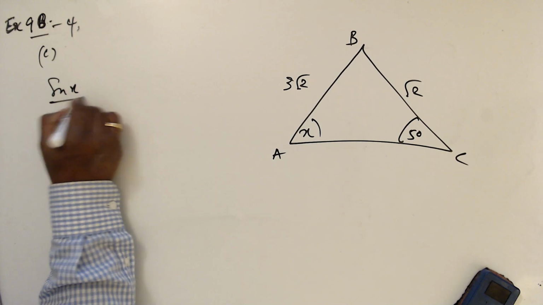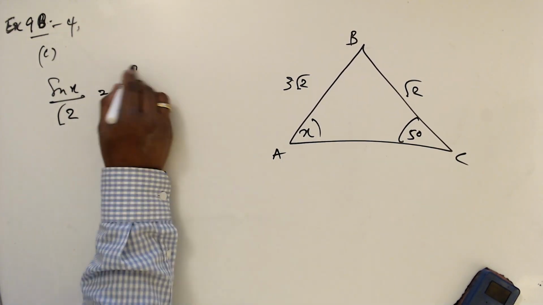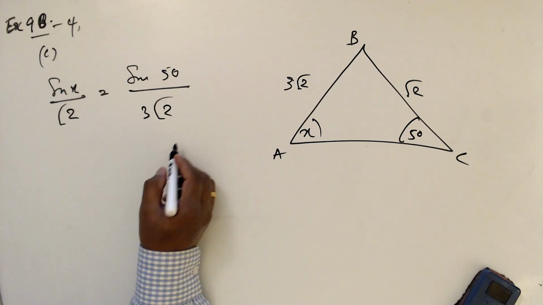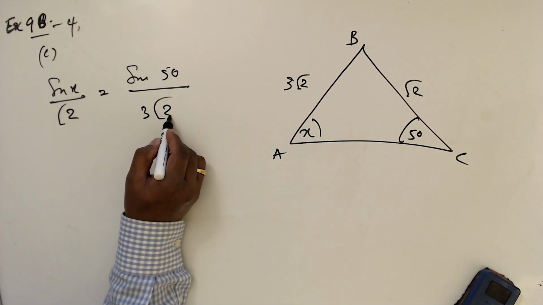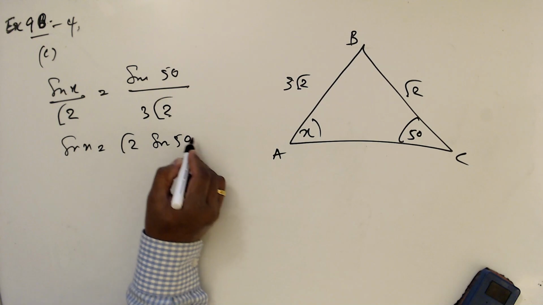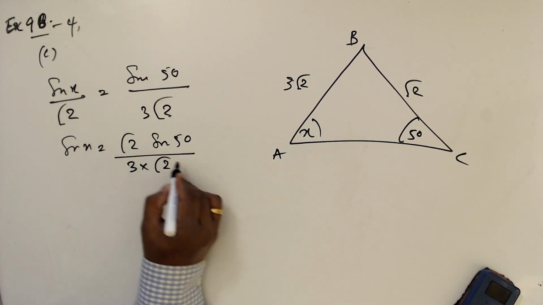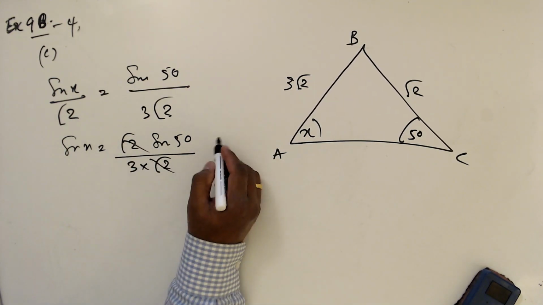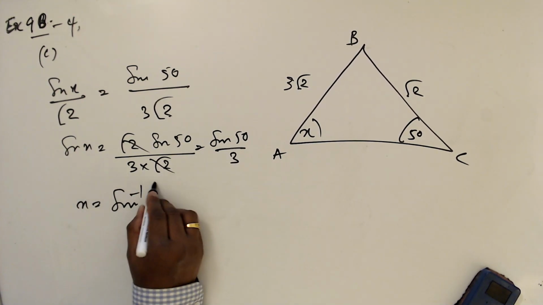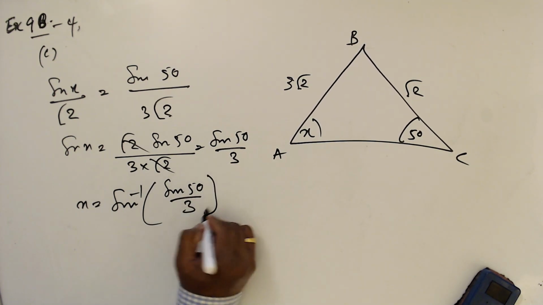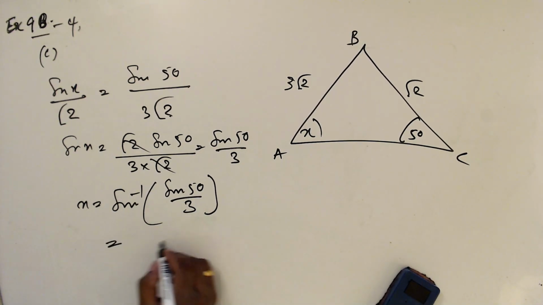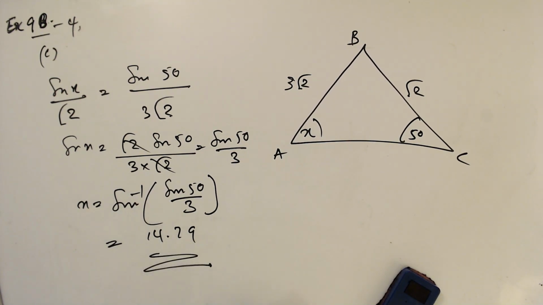Part C, sine x over root 2 equals sine 50 over 3 square root 2. Now square root 2 and square root 2 cancel out. If we are not sure, cross multiply: 3 times square root 2. Sine 50 over 3. So x equals sine inverse of sine 50 over 3, which is 14.79.